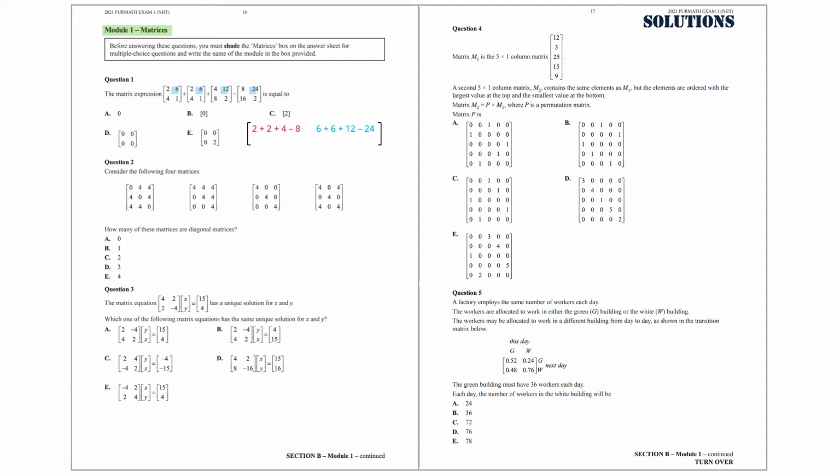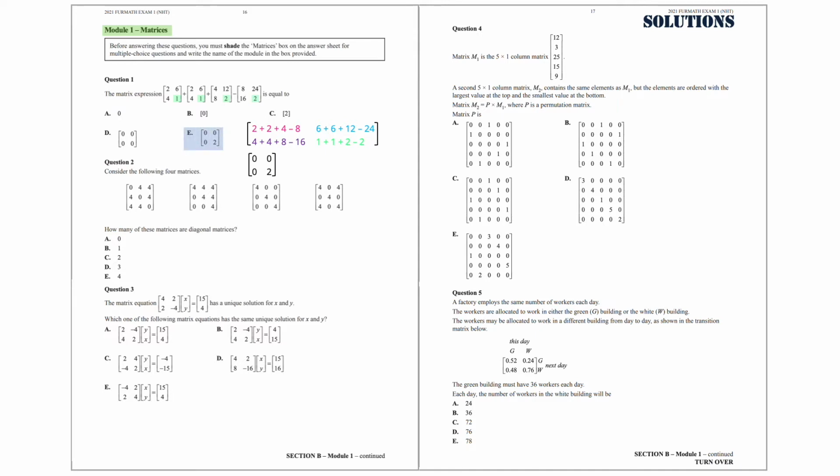We continue with the elements in row 2, column 1, 4 plus 4 plus 8 minus 16, and finally the elements in row 2, column 2, 1 plus 1 plus 2 minus 2. And this gives us the matrix 0, 0, 0, 2. So the answer we are after is option E.